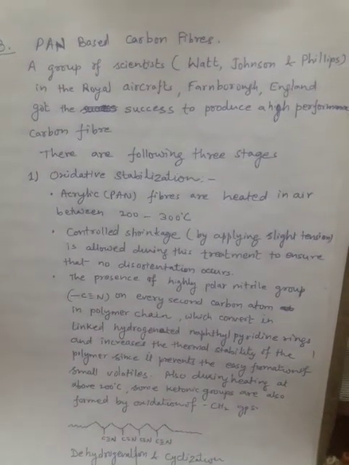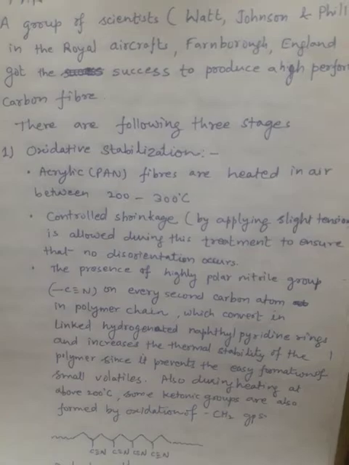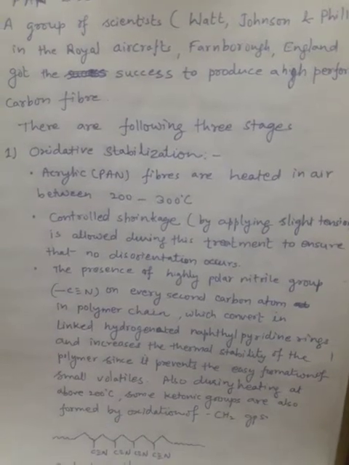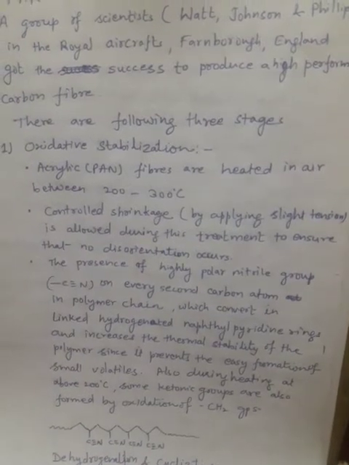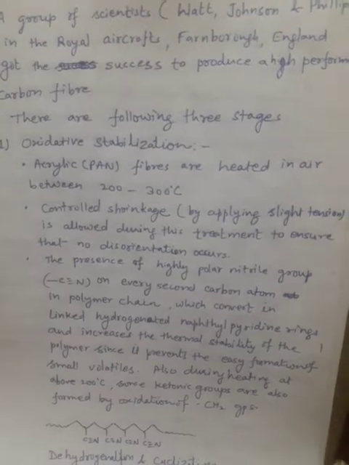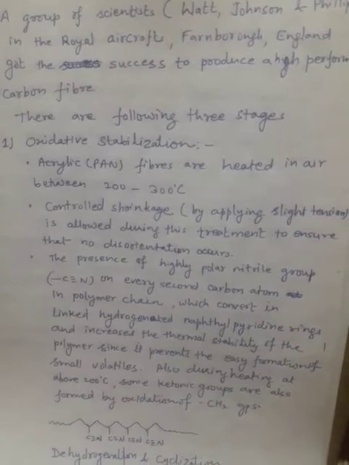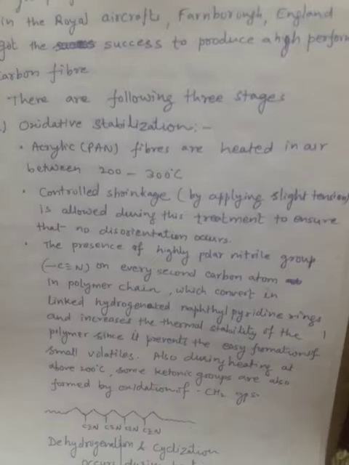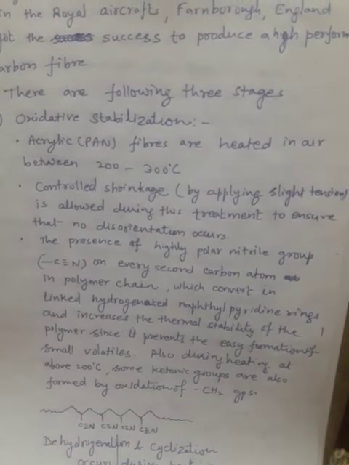First is the oxidative stabilization. The acrylic PAN fibers are heated in air between 200 to 300 degrees centigrade, and during this a controlled shrinkage is allowed by applying a slight tension, and this ensures that no disorientation occurs during the heat treatment.